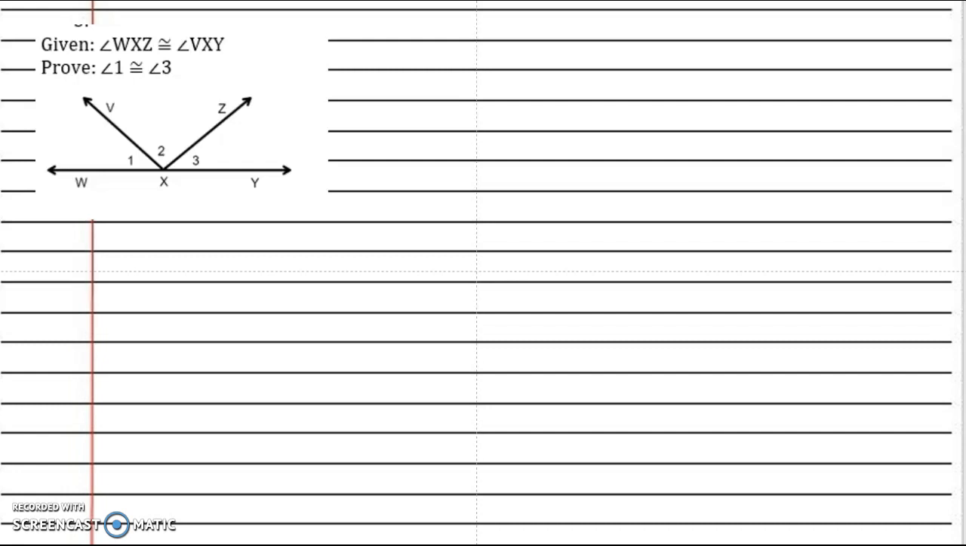This one could be done a couple different ways. It could be done using angle addition postulate, or it could be done using linear pairs. It actually doesn't matter. You'll get about the same steps either way. So here, WXZ is equal to VXY, and I want to eventually say that 1 and 3 are the same. So you can use linear pairs or you cannot. I think since everything else in here has been using linear pairs, I'll stick with it.